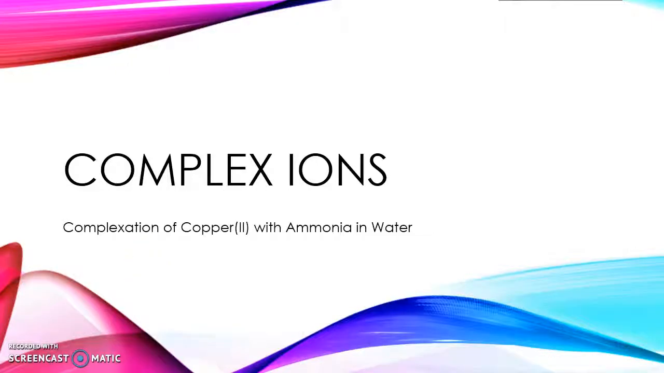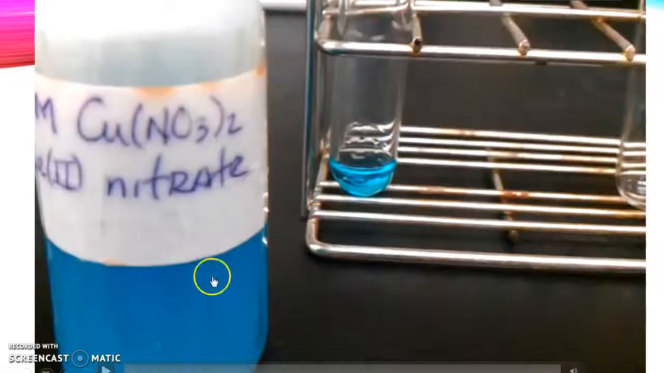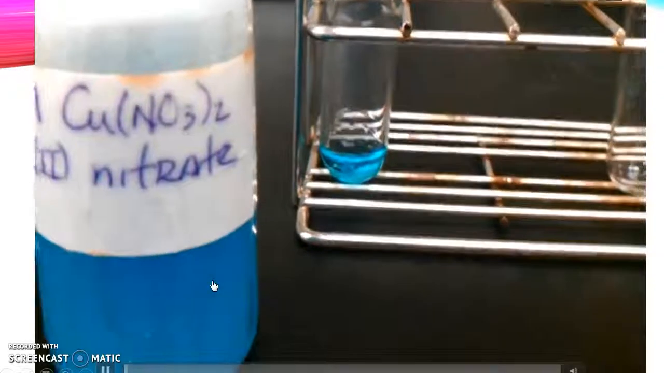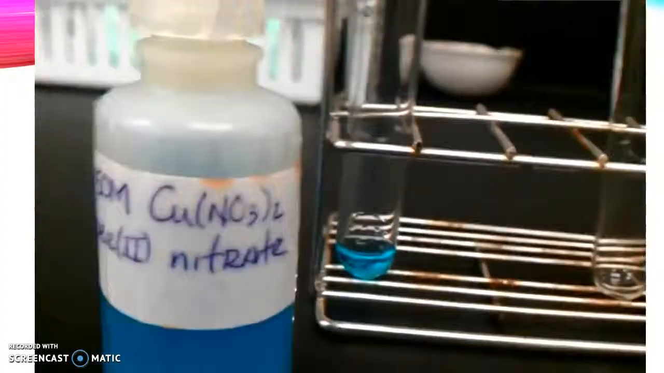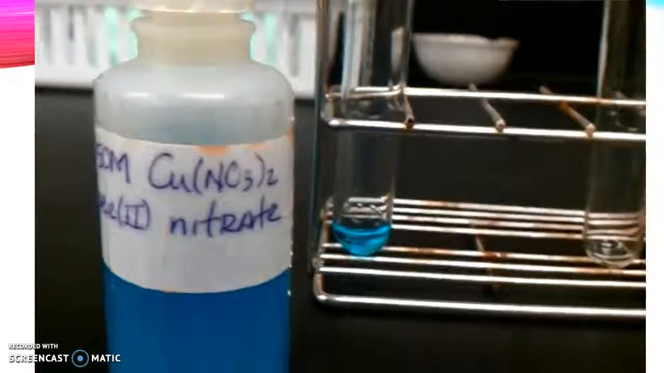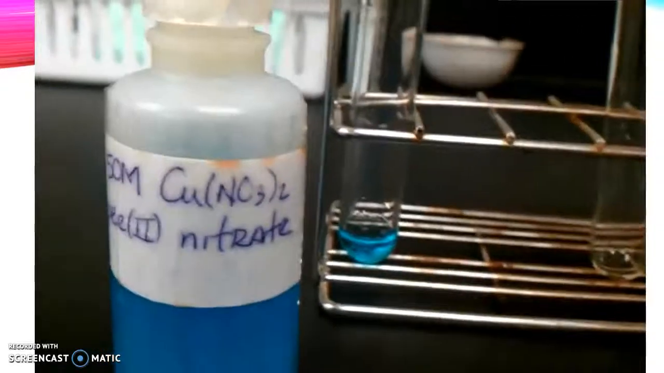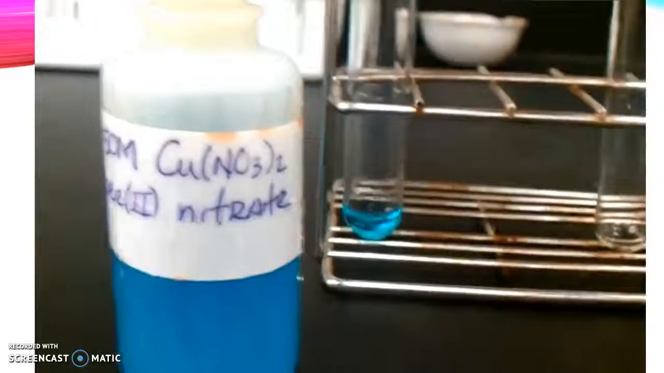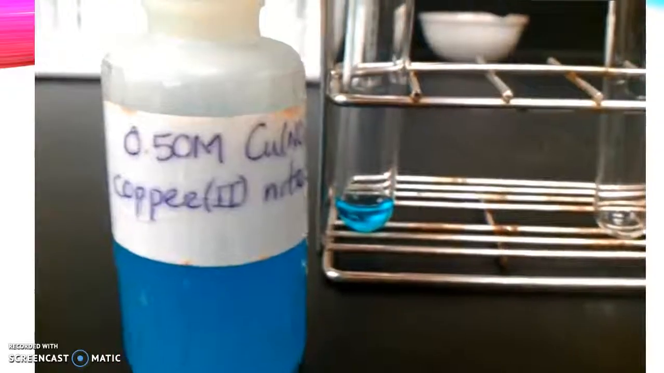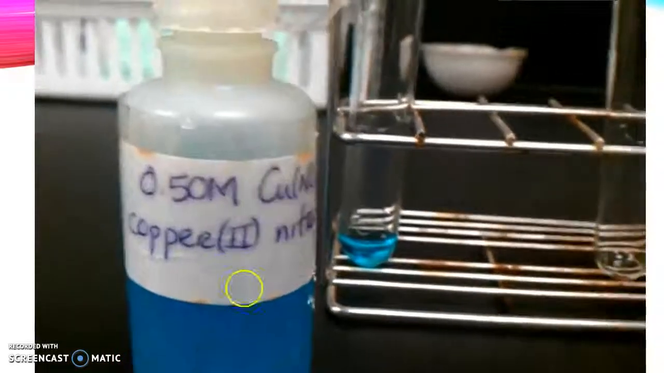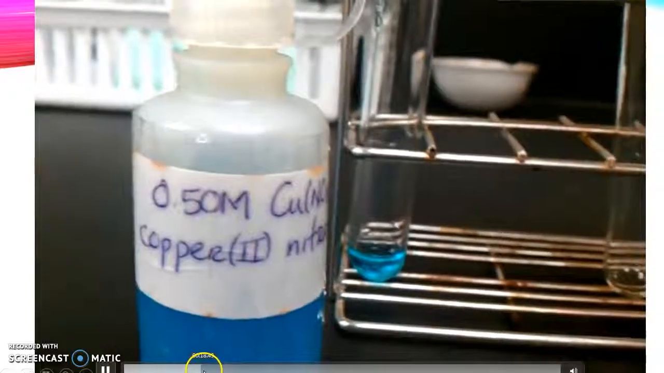So welcome class to the final video of the series on qualitative analysis, complex ions, in particular the complexation of copper-2 with ammonia in water. Here we have a short video of when we first add aqueous ammonia to copper-2 nitrate. So here's a bottle of copper-2 nitrate. A light blue gel solution forms, which we're going to see when we add it. I'm just going to speed along a bit.